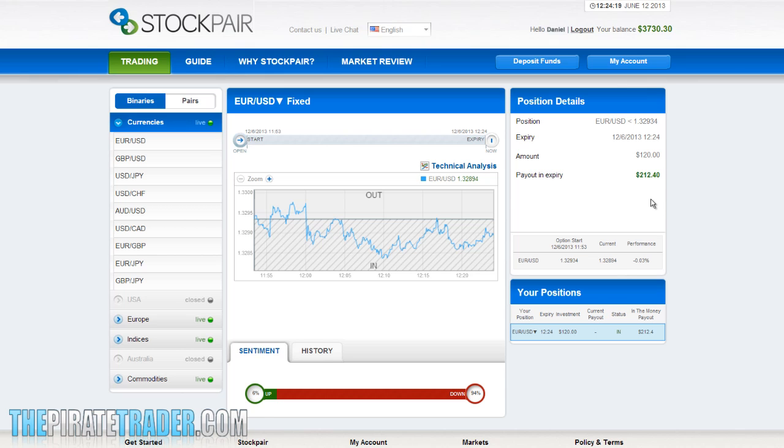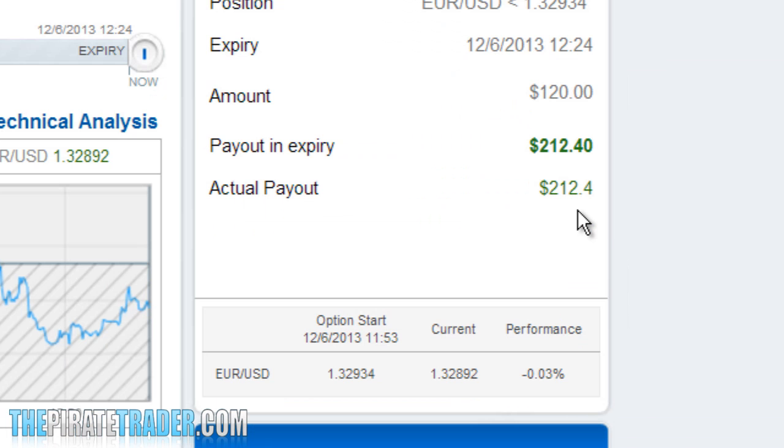Okay, so we're back to the trade we submitted earlier, and it's going to expire soon. It looks like it's going to be a winning trade. The payout will be a whopping $212.40, giving me an overall profit of $92.40.